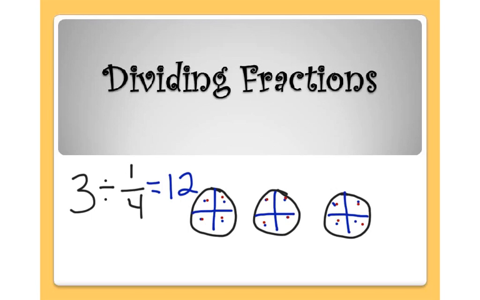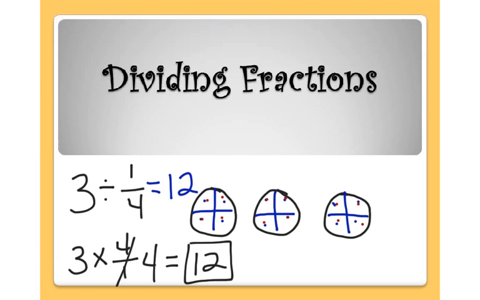Now, how does that look if I were to multiply that out? Well, it would look like this. 3 divided by 1/4 is the same thing as 3 times the reciprocal, or the flipped version of 1/4. That would be 4 over 1. And we already know from previous lessons that 4 over 1 is really just 4. So 3 times 4 is 12. So that's how it works that way.